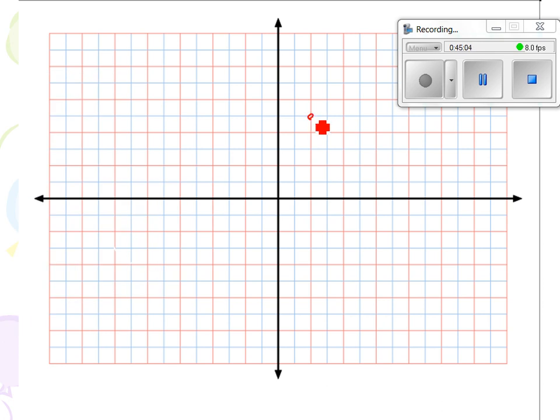R is 3, 3. The Y is -2, -3. Z is -3, -1. They said find the coordinates of the intersection of the diagonals of this parallelogram.